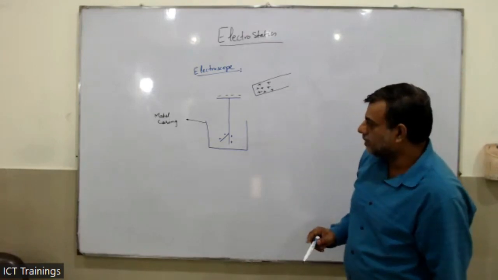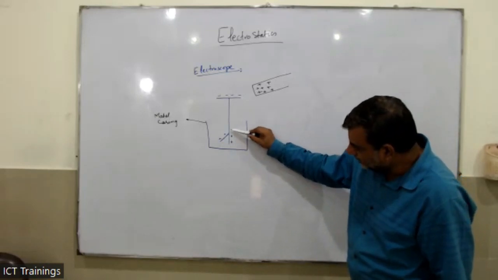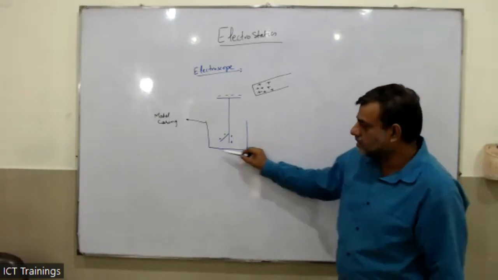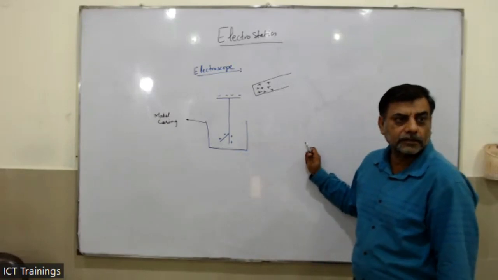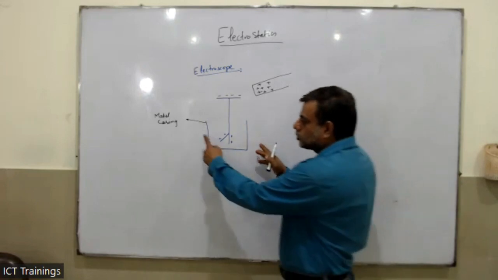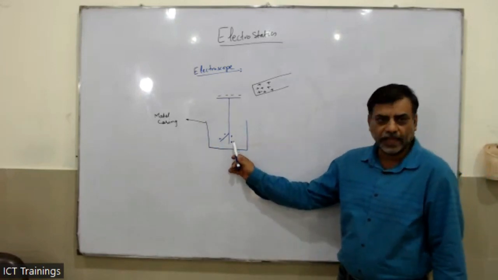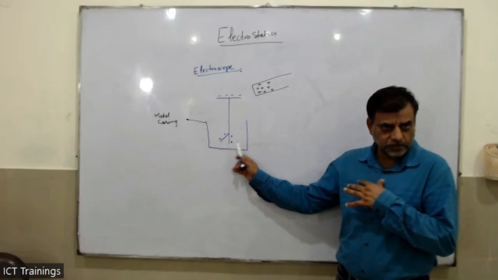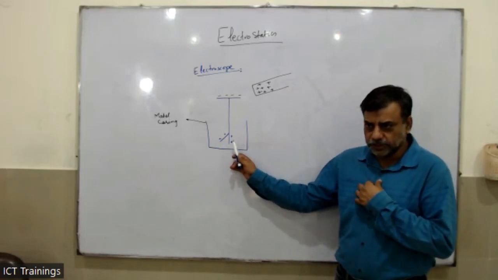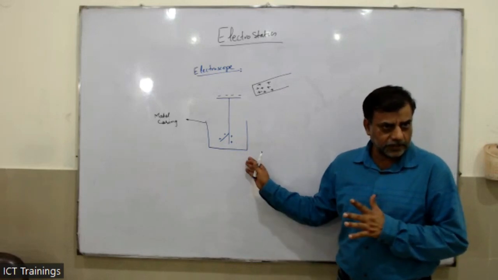All right. Next question is, do you think this charge will have any influence on this metal casing? Yes or no? Metal casing is also neutral. So this positive charge will have some influence on it. So due to induction, we'll have separation of charges over there.